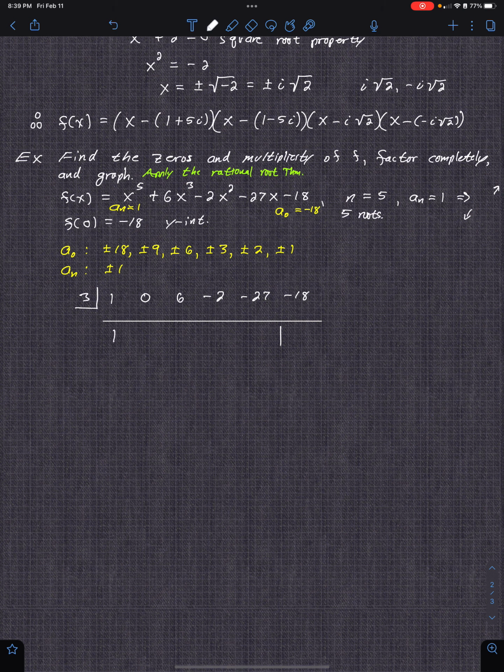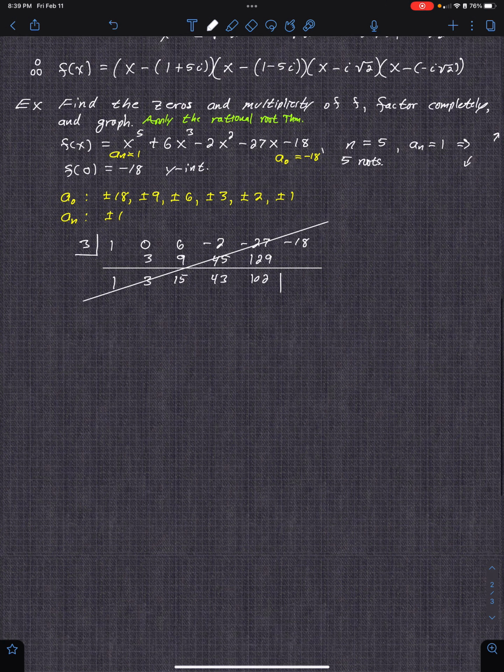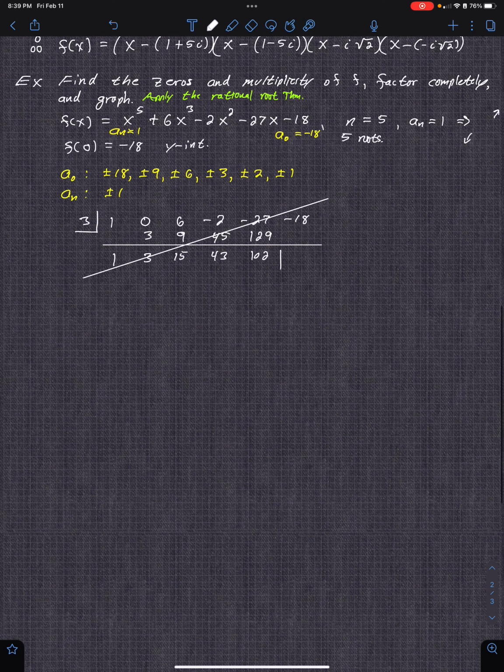So bring down the 1, multiply, add, multiply, add, multiply, add, multiply. Is this going to work? Pretty much obviously not, huh? Okay, nope. It's not going to work. Then you go on to the next one. Don't erase this. If you do all this work, don't go back and erase. Just leave it. Just cross it out and go on. I want to see what you tried, that kind of thing.